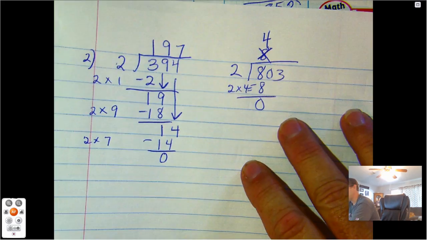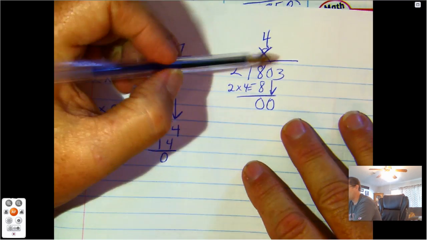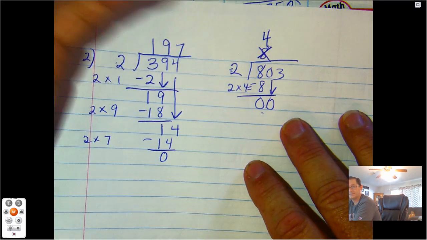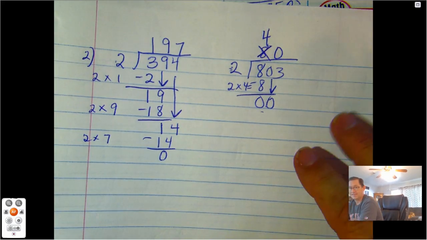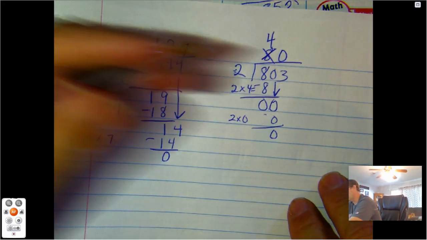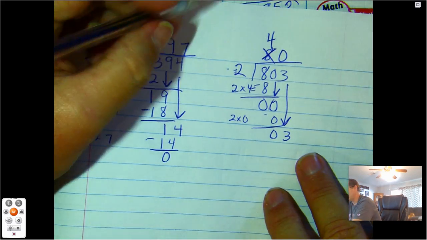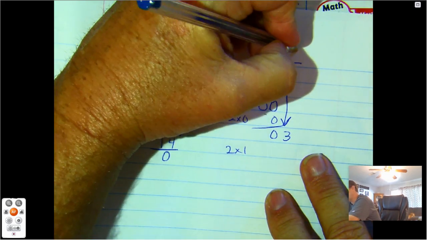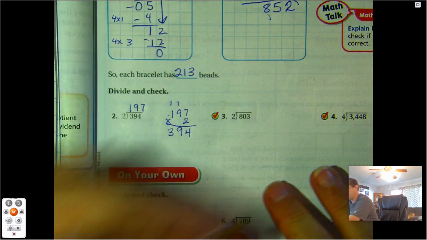Bring down the 0 tens. Okay. So this is a situation where I can't break up 0. So I have to just say there's going to be 0 tens in both groups. 2 times 0 is 0. 0 take away 0 is 0. Bring down the 3 ones. I can share the 3 ones into 2 groups. I can say 2 times 1, and 2 times 1 is 2. Subtract, I get 1 left over. So we're saying our answer is 401, remainder 1.